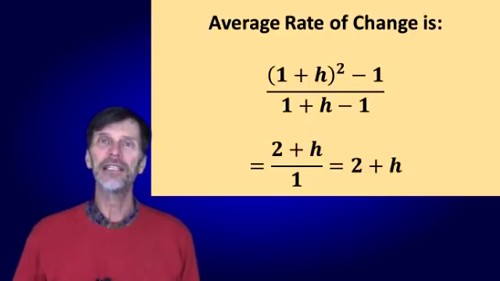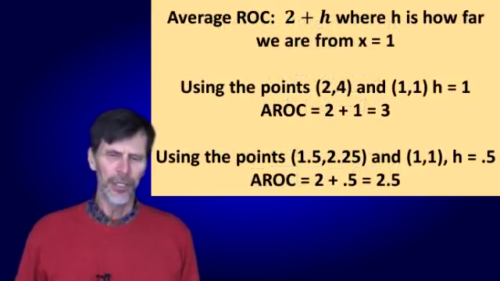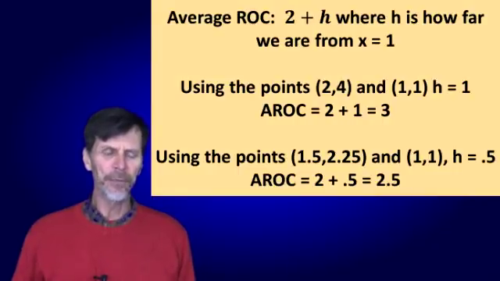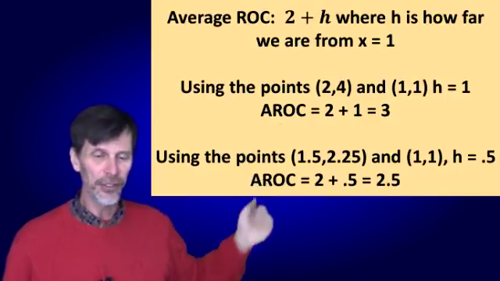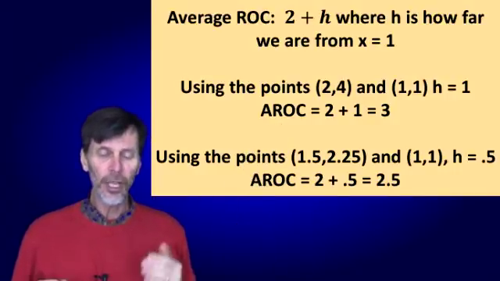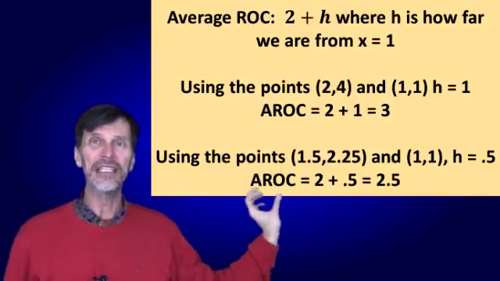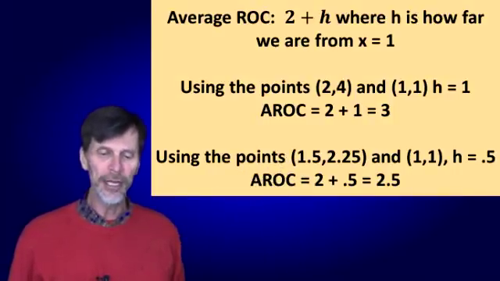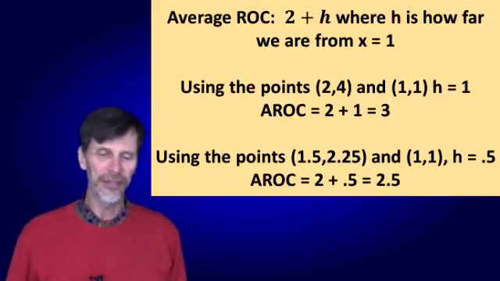And just as we did in today's activity, I want to make sure that this is accurate. So using the points that we had, notice that with the average rate of change, I've written that there as 2 plus h. And the first set of ordered pairs, where I went from 2, 4 to 1, 1, that h, that distance between 1 and 2 was 1. I found the average rate of change was 2 plus 1, which is 3. Go back and look earlier. I found that the slope of that secant line was 3.